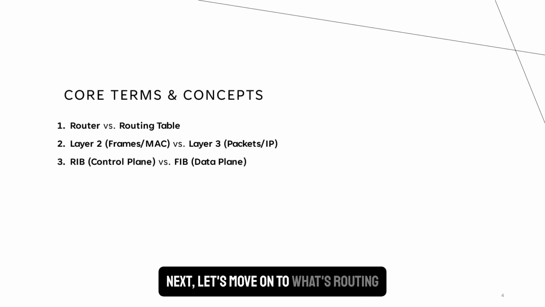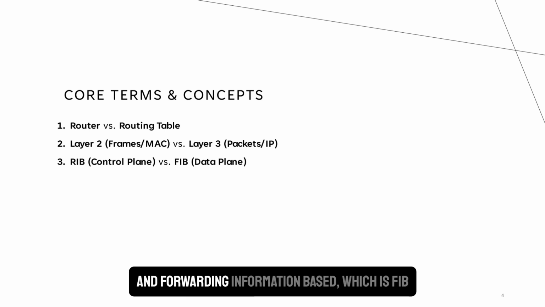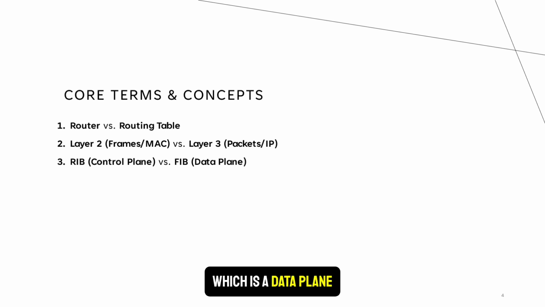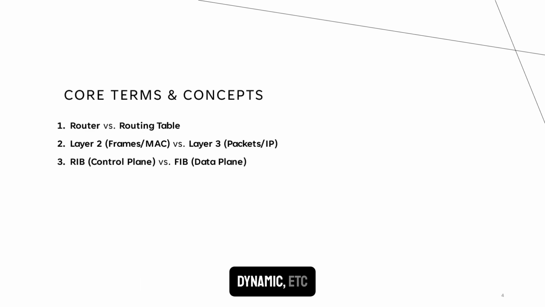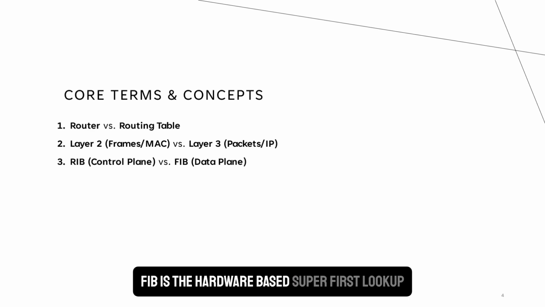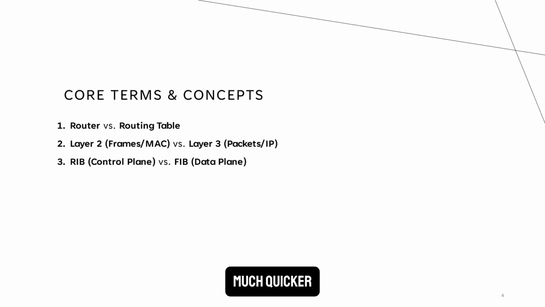Next, let's move on to the routing information base, which is the RIB, and the forwarding information base, which is the FIB, which is the data plane. The RIB is where all learned routes, static, dynamic, etc., live. It's the control plane. The FIB is the hardware-based super fast lookup, where it uses specialized memories to make sure you throw all those routes out much, much quicker.